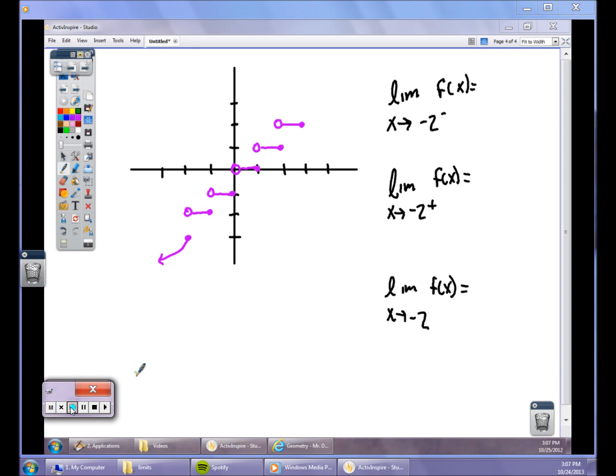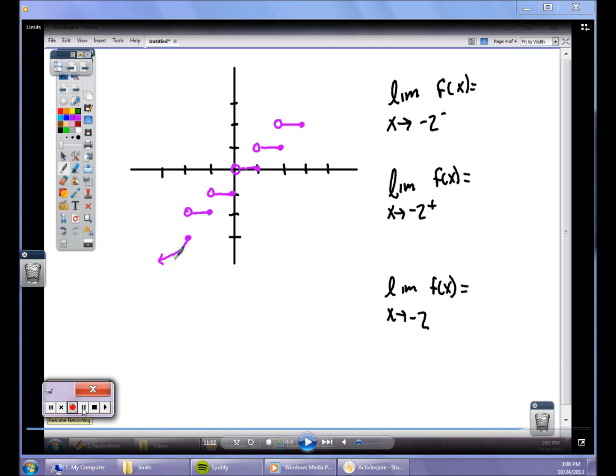Next, let's find the limit as x approaches negative 2. First, finding the limit as x approaches negative 2 from the left, I'm on the small curve at the bottom left, and I'm working my way towards the right. You can see that this function is approaching the value of negative 3. The limit as x approaches negative 2 from the right is on the horizontal segment, and I am approaching the value of negative 2. The left-hand limit is different from that of the right-hand limit, so I say the limit as x approaches negative 2 does not exist.